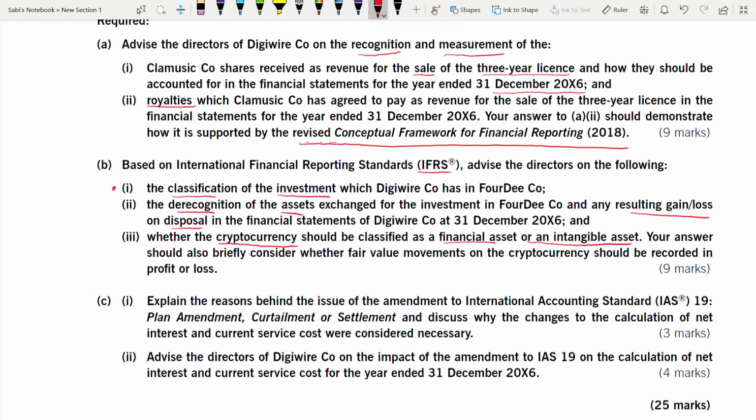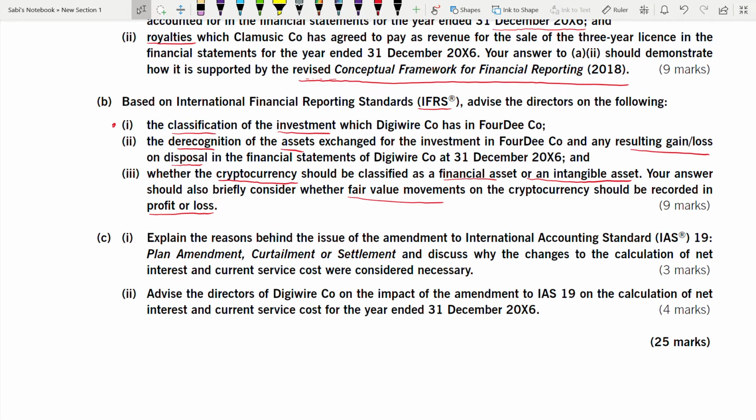So your answer should also briefly consider whether fair value movements on the cryptocurrency should be recorded. Fair value movements should be recorded in P&L or not. To know this, you should know your IFRS 9 very well. That is your financial asset part, because there only we record fair value. How can we record this fair value? Through P&L or through other comprehensive income. There are two ways. We have to see.